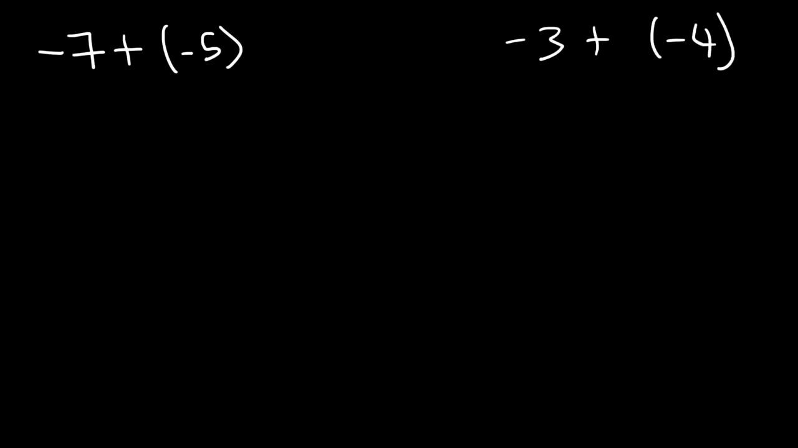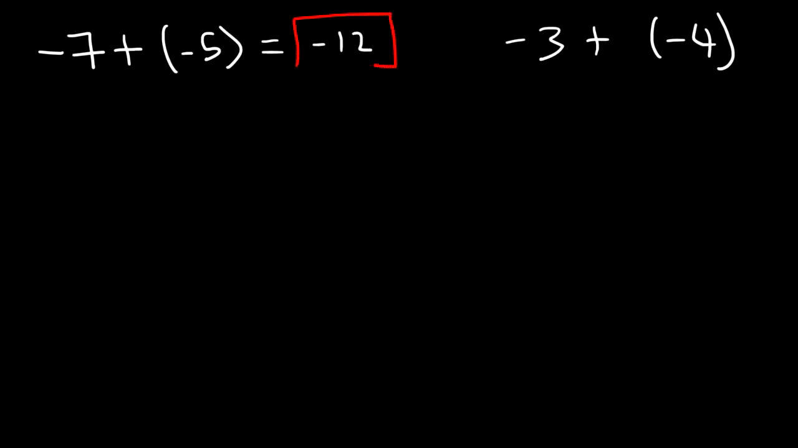Go ahead and try these. Negative 7 plus negative 5 and negative 3 plus negative 4. So what is negative 7 plus negative 5? When you're adding two negative numbers, you're going to get a negative number as well. 7 plus 5 is 12. Negative 7 plus negative 5, that's going to be negative 12.